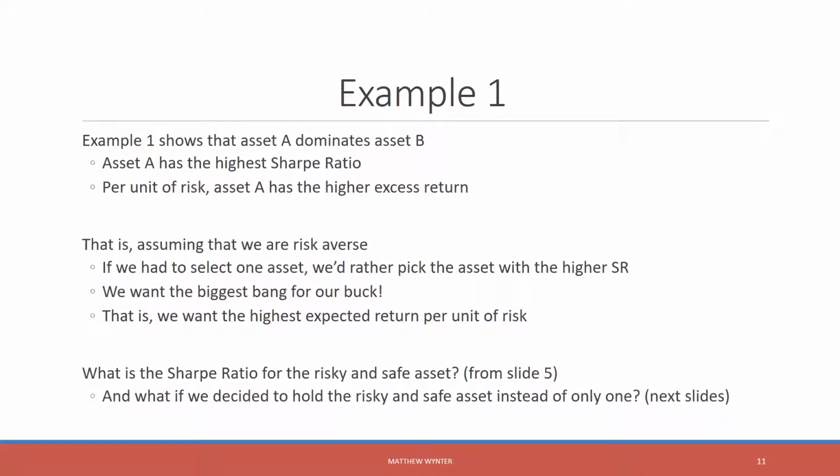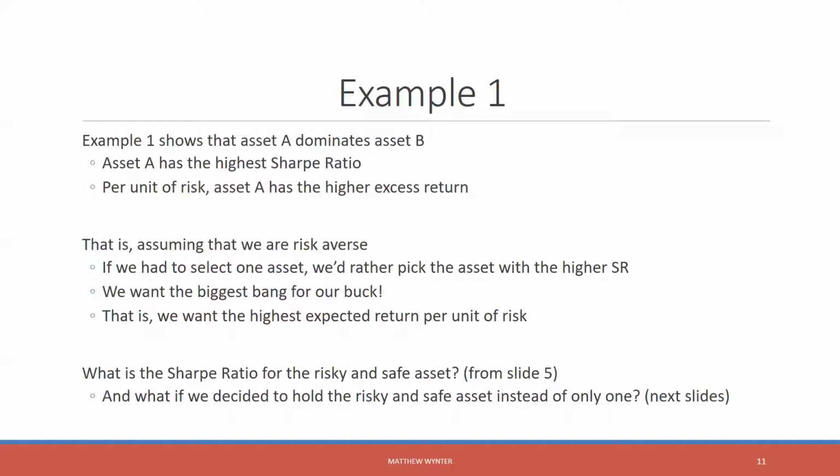Example 1 shows that asset A dominates asset B. Asset A has the highest Sharpe ratio. Per unit of risk, asset A has higher excess return. That is, assuming that we are risk averse, if we had to select one asset, we'd rather pick the asset with the highest Sharpe ratio. We want the biggest bang for our buck. We want to make the most we can conditional on the risk.